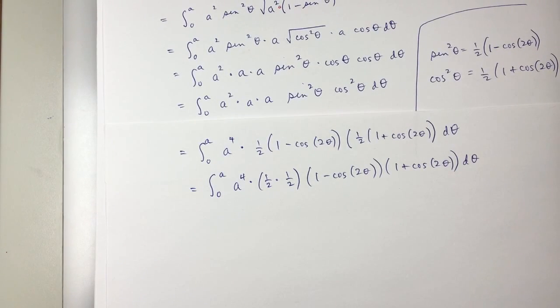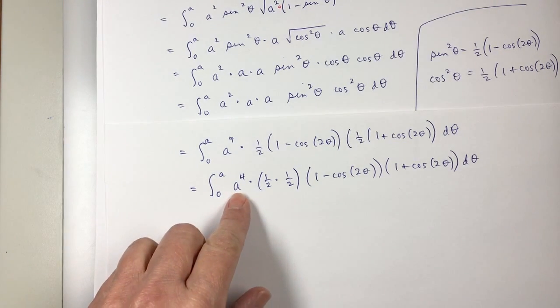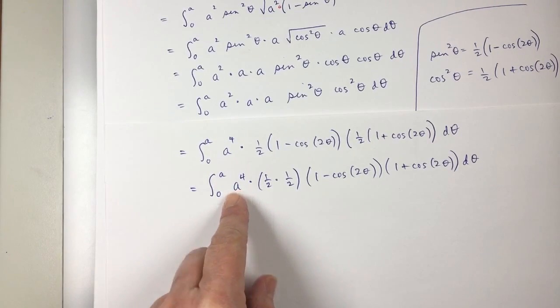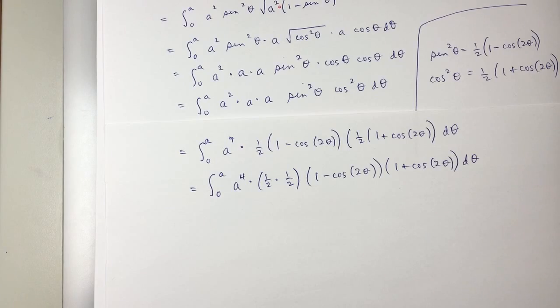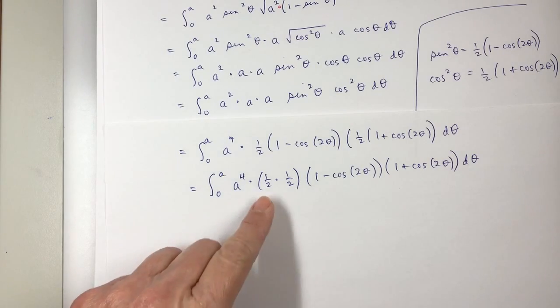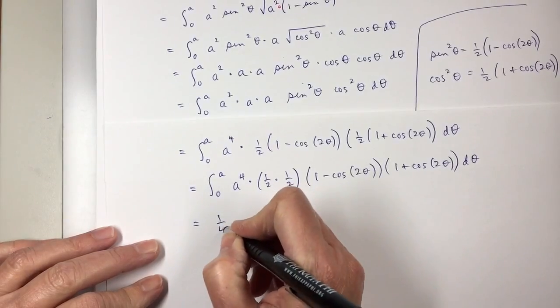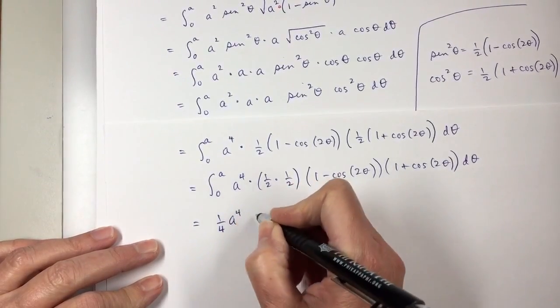Now I'm going to ask you a question that might seem a little silly. What is the variable in this problem? Theta. Theta is the variable. A is a constant. So I'm going to do what I usually do with constants. I'm going to pull a to the 4th to the front of the integral. And in fact, 1/2 times 1/2 is 1/4. So I'm going to pull out 1/4 a to the 4th.